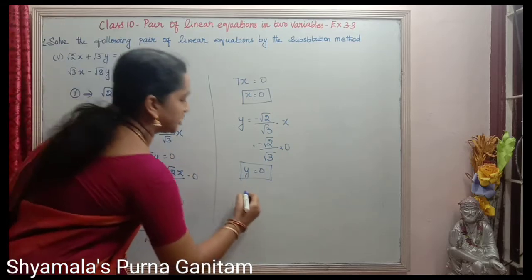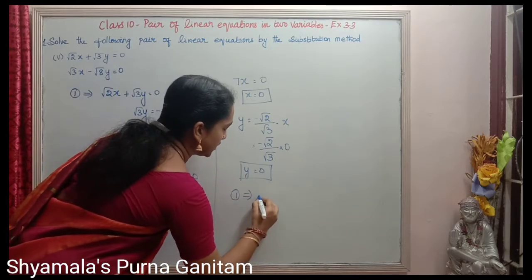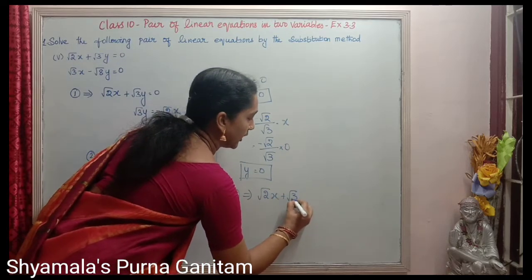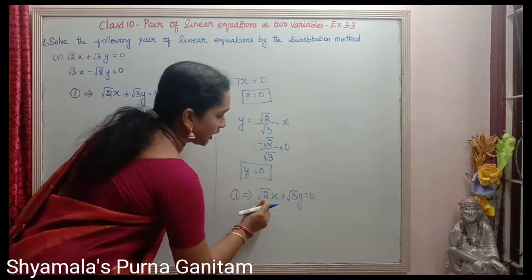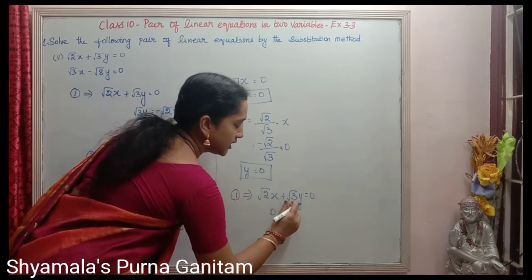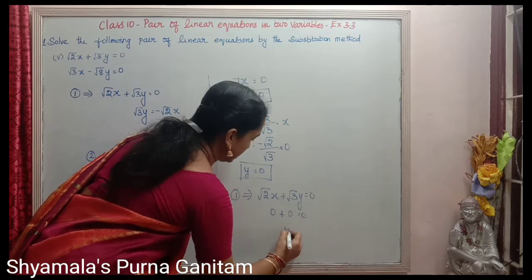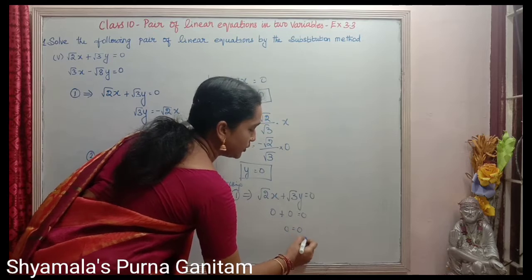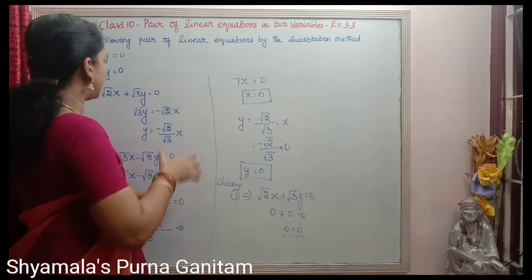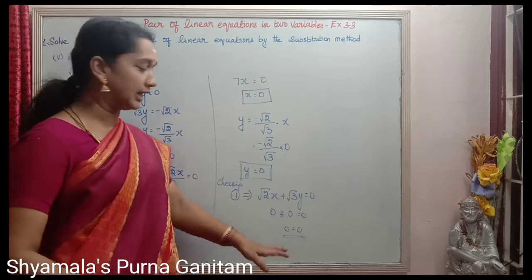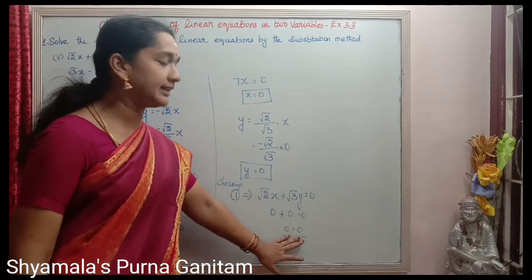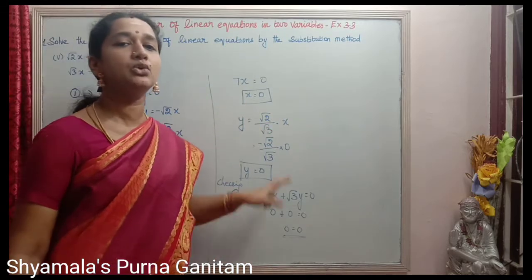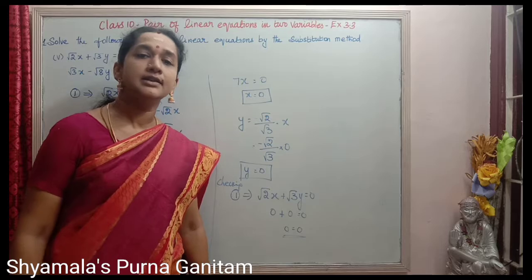This is the checking part. When I substitute it in any one of the equations, my first equation is root 2x plus root 3y is equal to 0. Whatever number into 0 will be 0, so here also 0. So whatever values I got for x and y, when I substitute them in any one of the equations, I am getting the correct answer, that is 0 is equal to 0. So my x value and y value are 0 and 0.